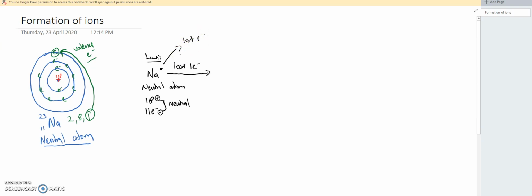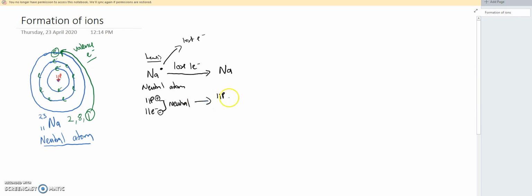We'll talk about who could take that later, but somebody takes it. And as it loses the electron, that dot disappears. There's no longer a valence electron there, and we're not going to draw the next shell down for now, but we've lost one electron. So it's no longer a neutral atom because we still have 11 protons like before.